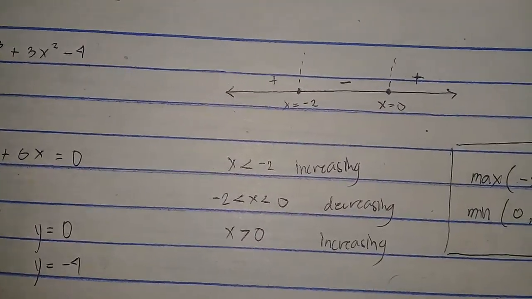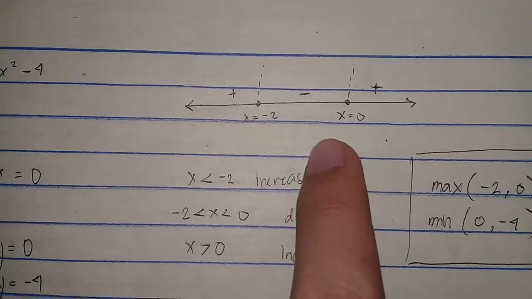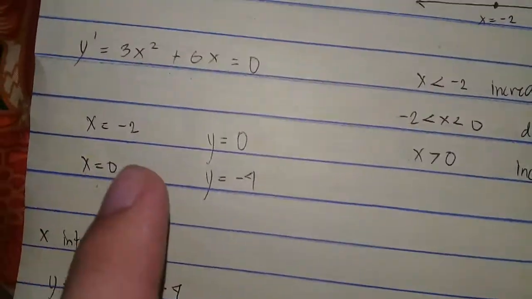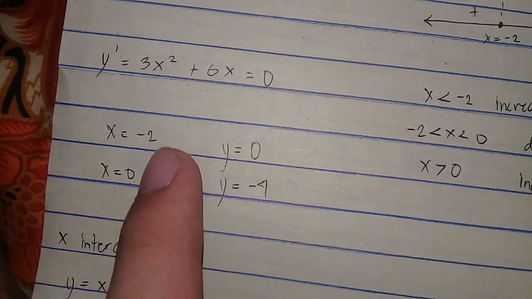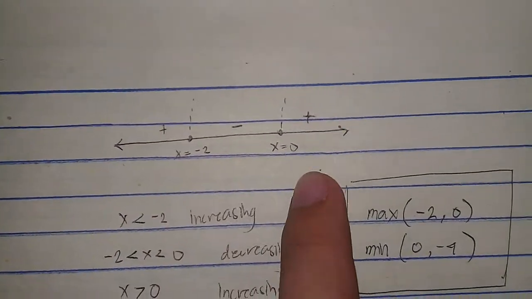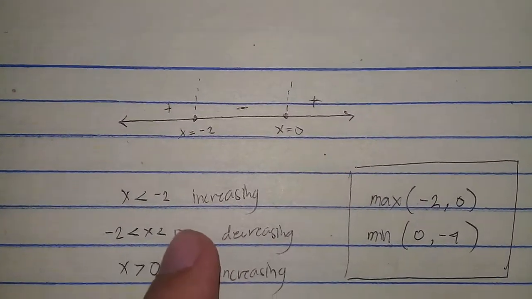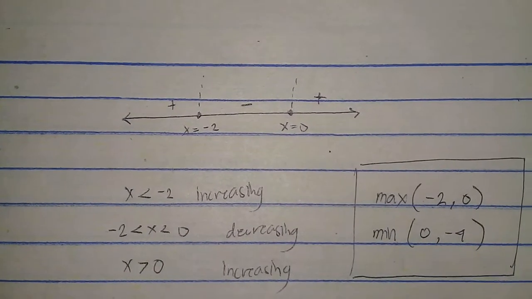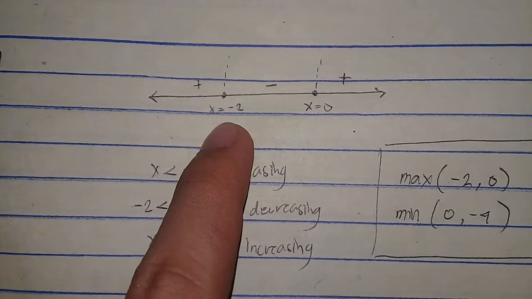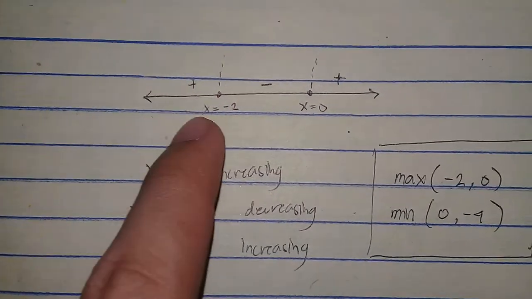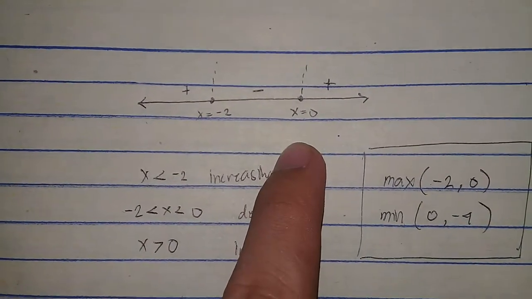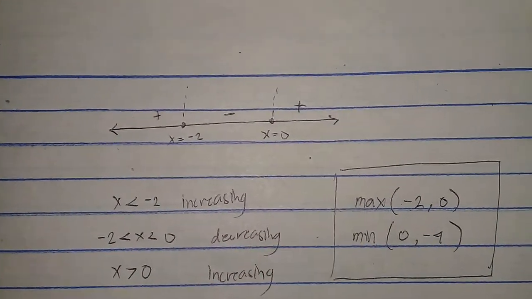In order to make the number line, we're going to arrange the points from the least to the greatest. As we can see, negative 2 is less than 0, so we're going to put it on the left side and 0 on the right side. To determine its domains, we need to find a value which is less than negative 2, a value in between negative 2 and 0, and a value that is greater than 0.